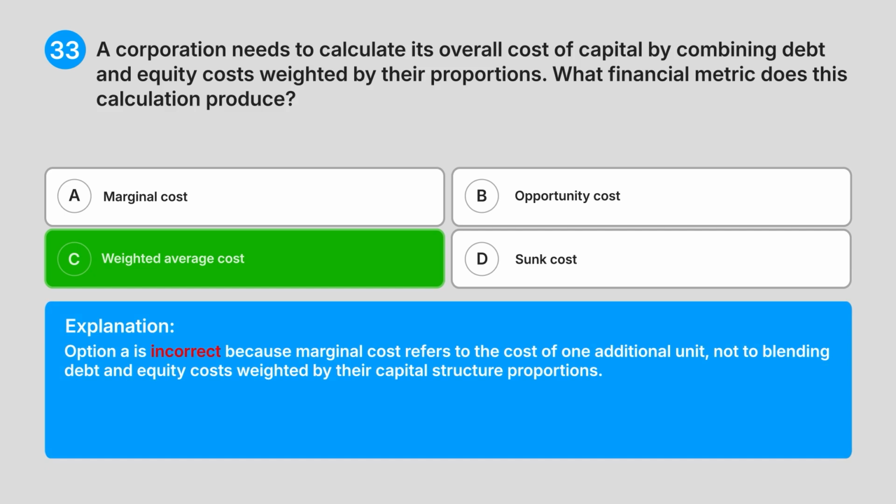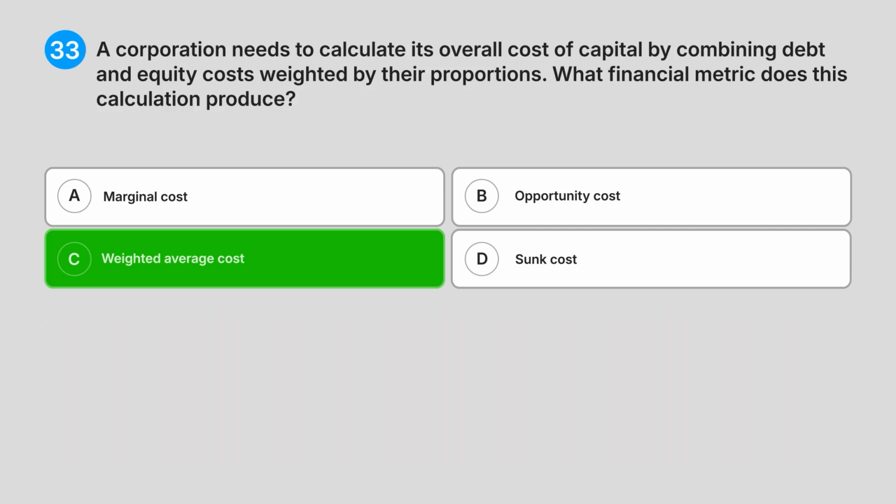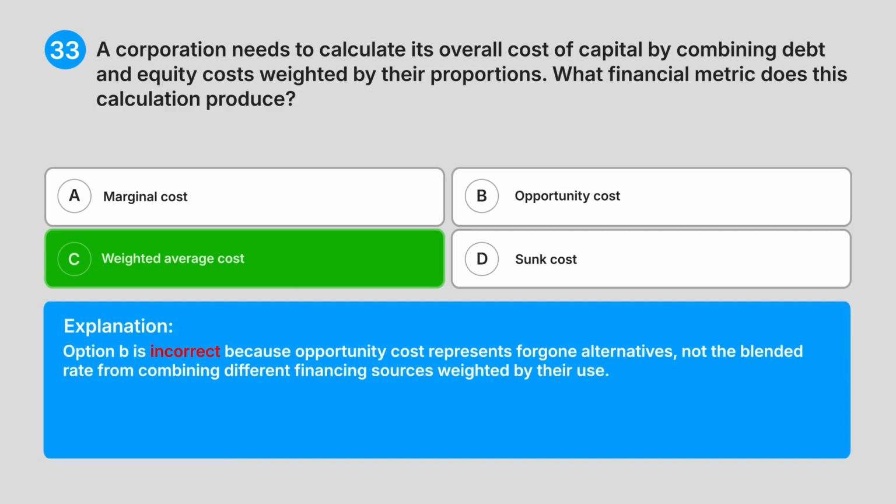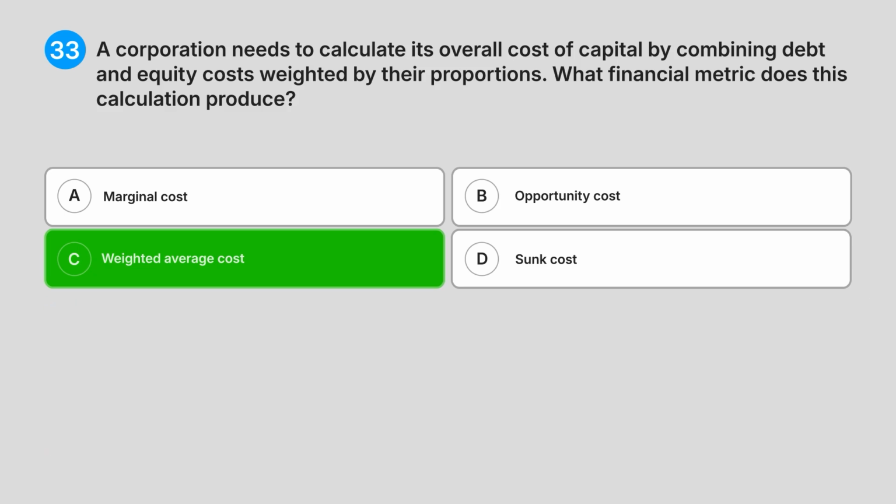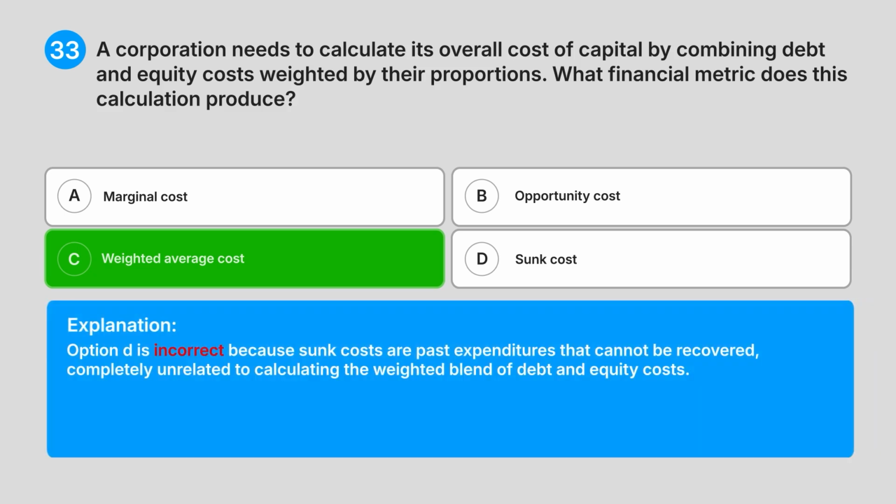Option A is incorrect because marginal cost refers to the cost of one additional unit, not to blending debt and equity costs weighted by their capital structure proportions. Option B is incorrect because opportunity cost represents foregone alternatives, not the blended rate from combining different financing sources weighted by their use. Option D is incorrect because sunk costs are past expenditures that cannot be recovered, completely unrelated to calculating the weighted blend of debt and equity costs.